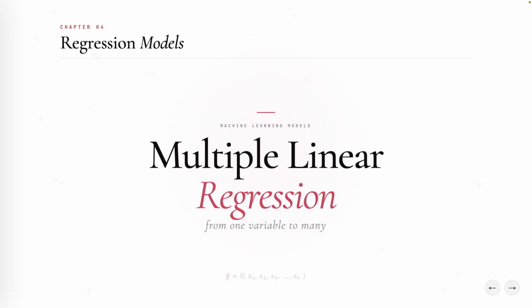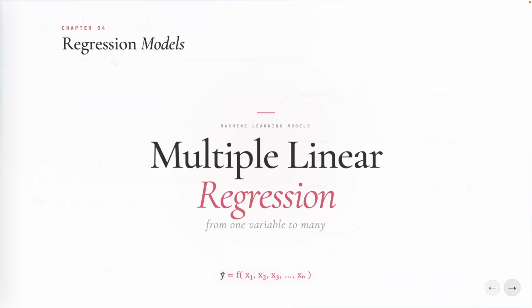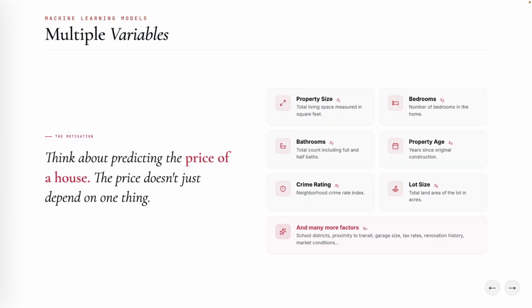In the real world, an outcome usually depends on many things at once, not just one. So instead of one input leading to one output, we now have several inputs, all feeding into a single prediction. Think about predicting the price of a house. The price doesn't just depend on one thing. It depends on the size of the house, the number of bedrooms, the number of bathrooms, the age of the property, the crime rating of the neighborhood, the size of the lot, and often, many more factors all at once. That's exactly what we're going to work with today.